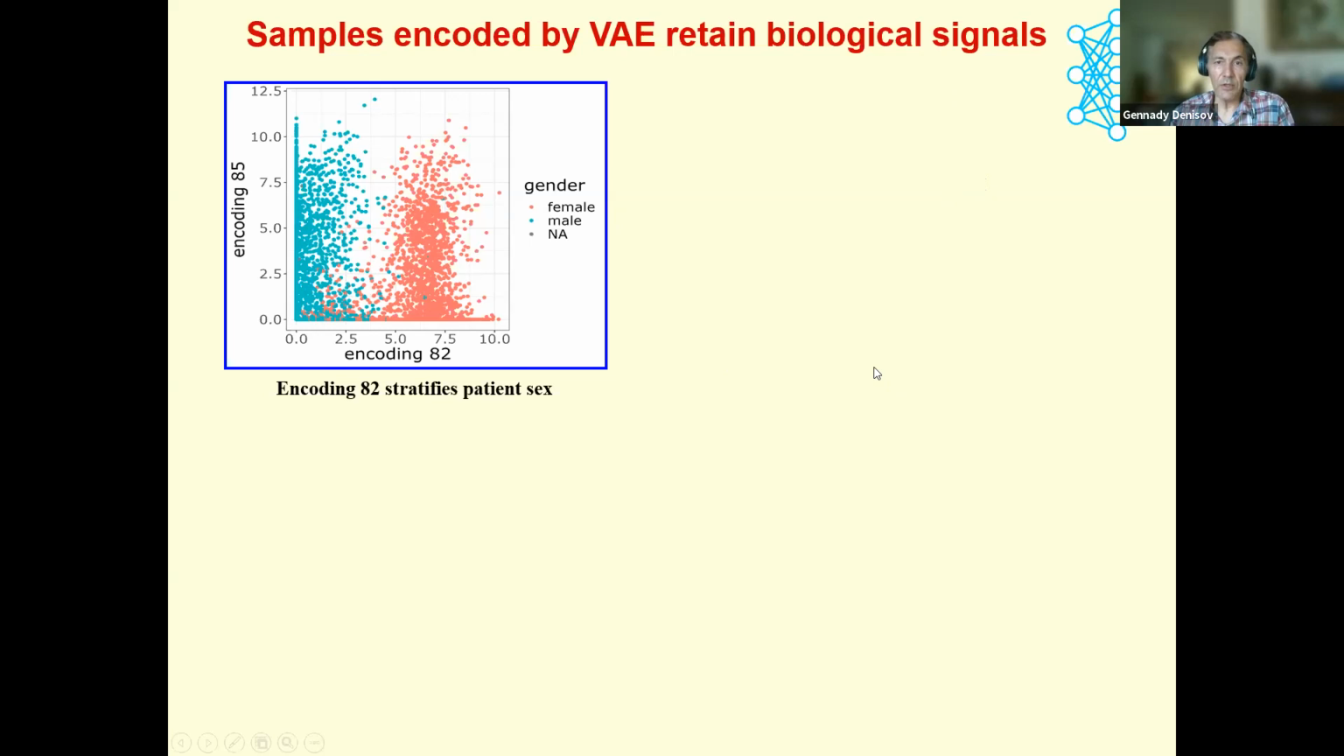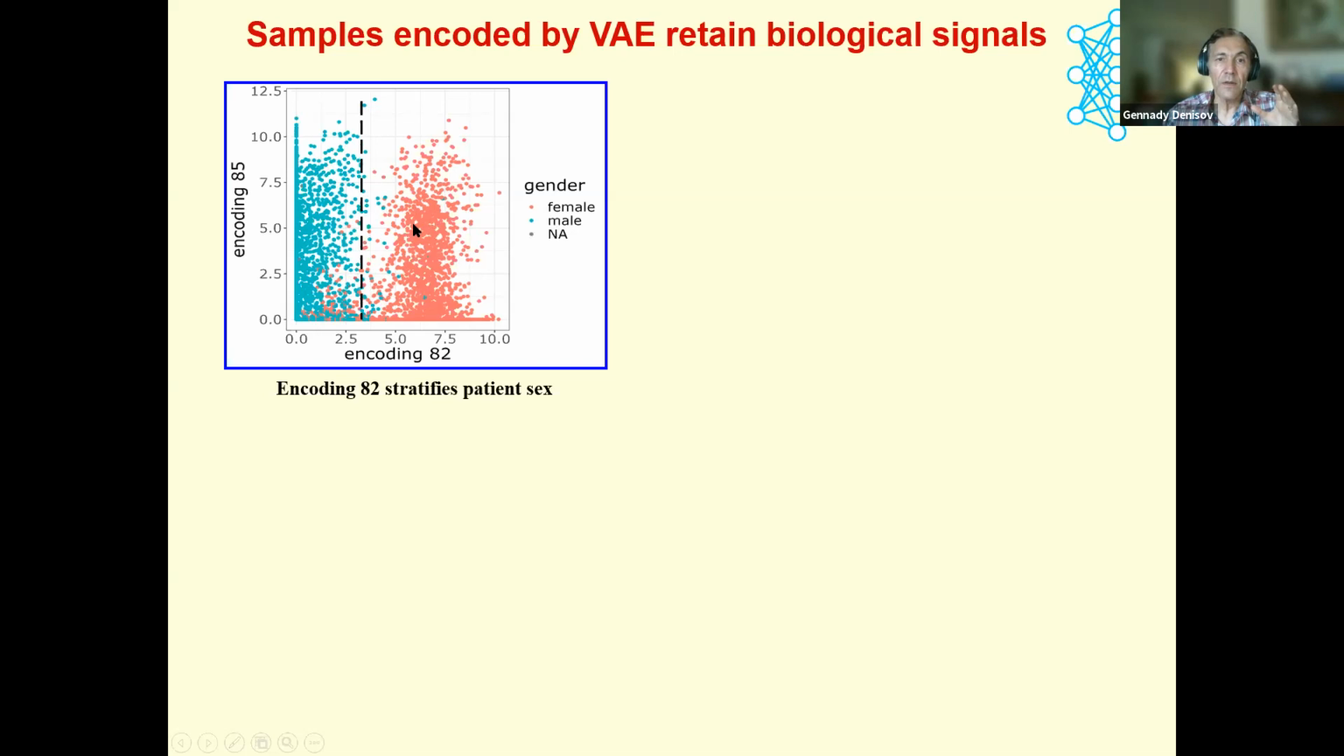One of them is here. If we take, for example, just one of the 100 encodings, number 82, it turns out this encoding alone stratifies patient sex. Here the data points correspond to different samples, 10,459 samples total. The samples are colored by gender: female are pink and male are blue. If we draw this line, with pretty good accuracy, not 100%, we can discriminate the samples by patient sex.